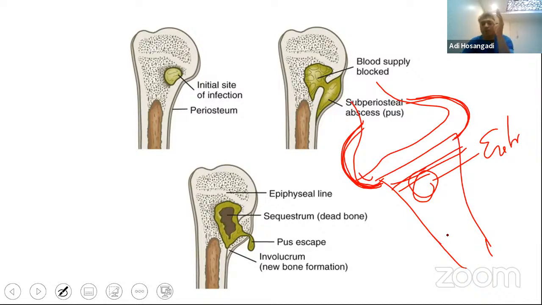Okay, so upper end of humerus, upper end of femur, and lower end of humerus. Please remember, I'll repeat: upper end of humerus, lower end of humerus, and upper end of femur, if there is osteomyelitis, septic arthritis is one of the complications. Elsewhere, it doesn't become septic arthritis. That, of course, doesn't apply in infancy. We'll not go into that.